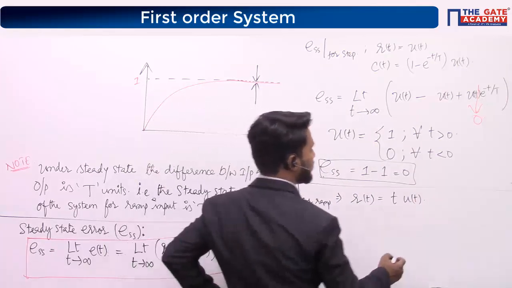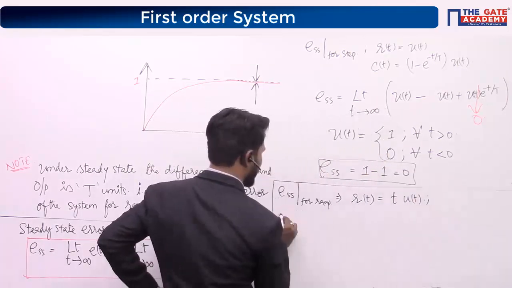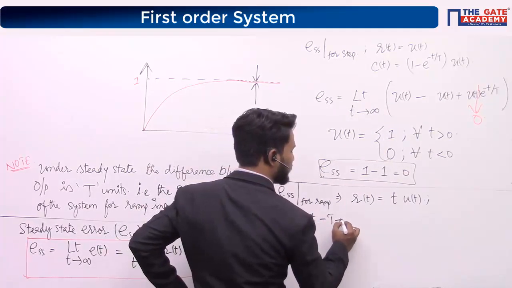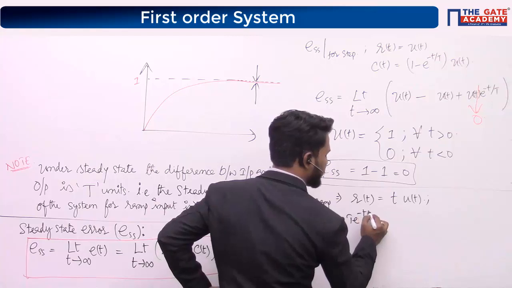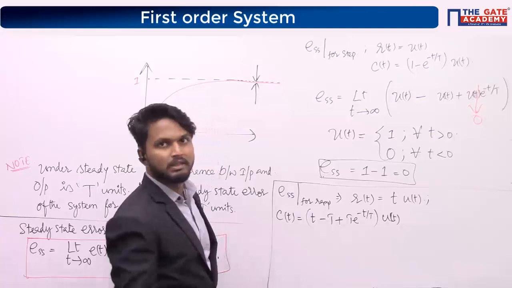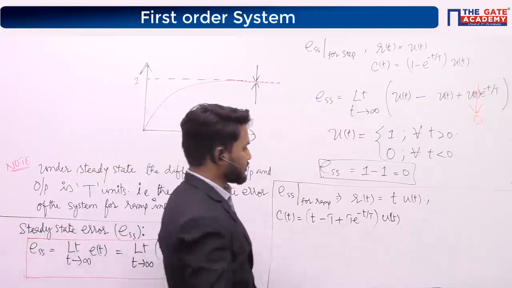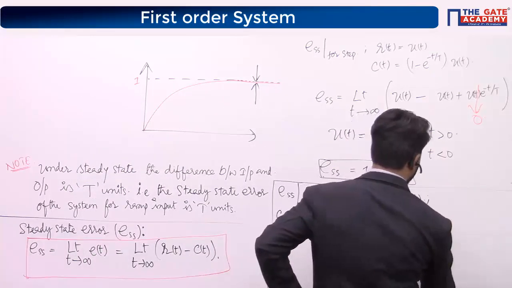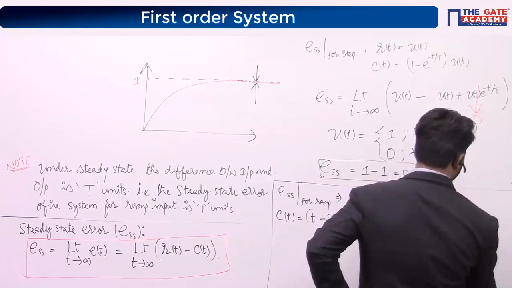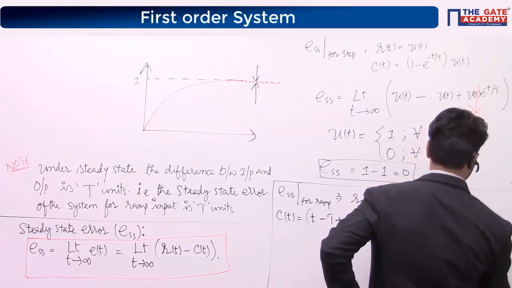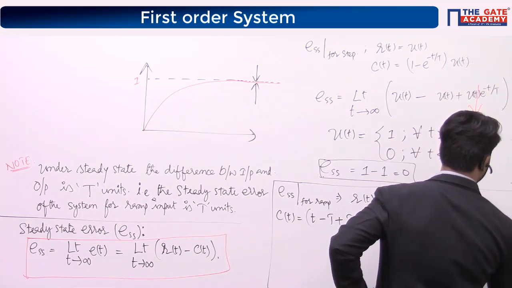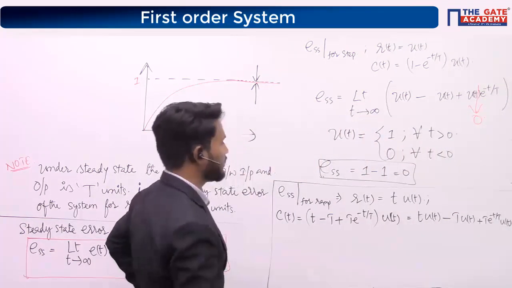What about C of t? Do you remember C of t? C of t is equal to how much? T minus capital T plus t e power minus t by capital T, multiplied by u of t. This is it, yes or no? So just multiply this with u of t, you will get t u of t minus capital T into u of t plus t e power minus t by capital T multiplied by u of t. So this is your C of t, right?